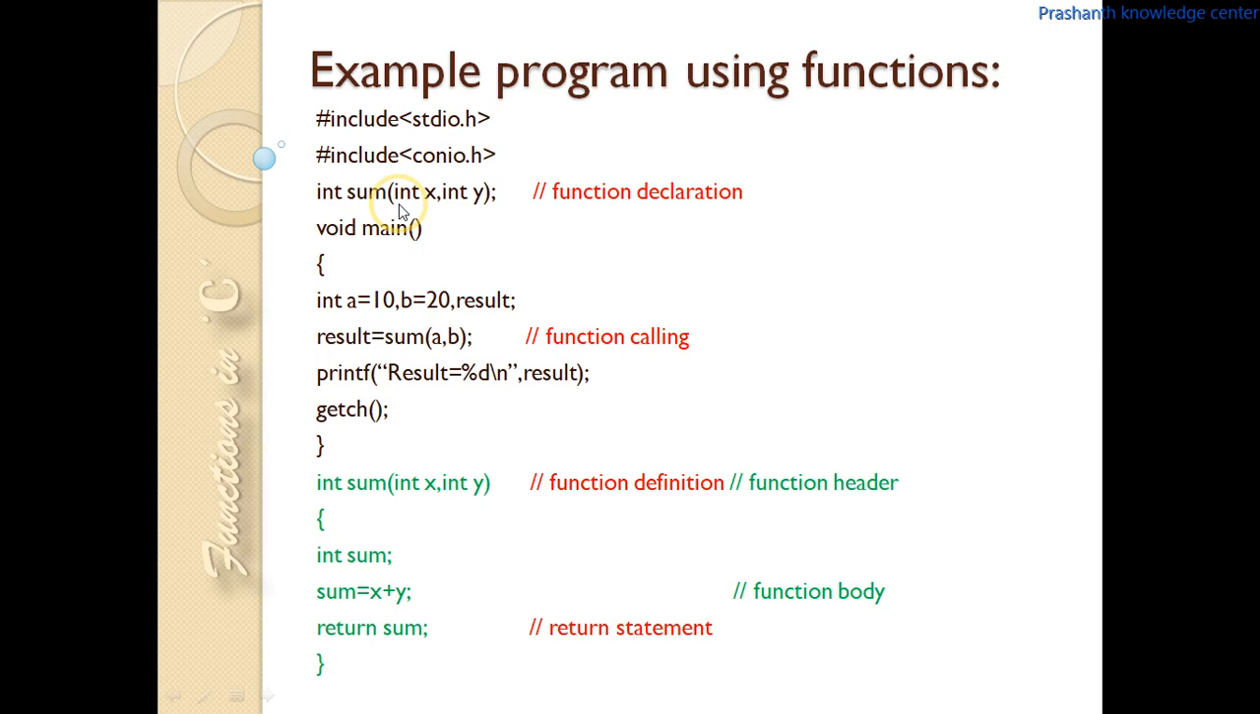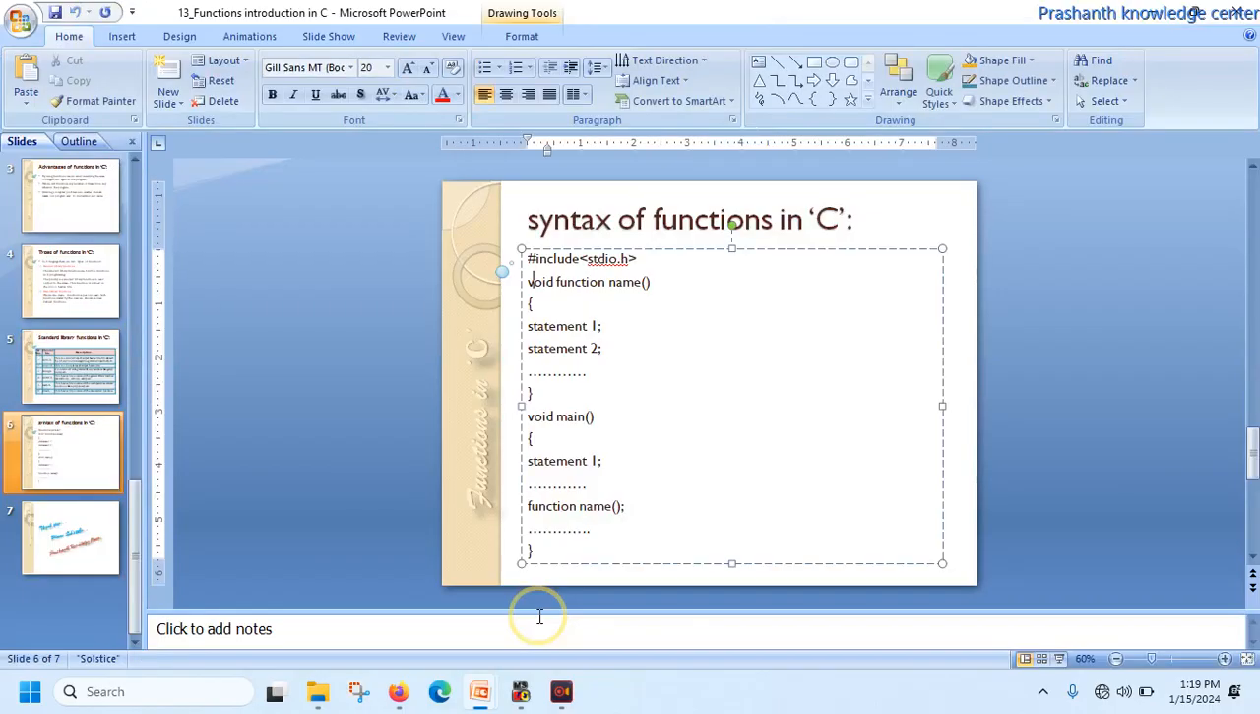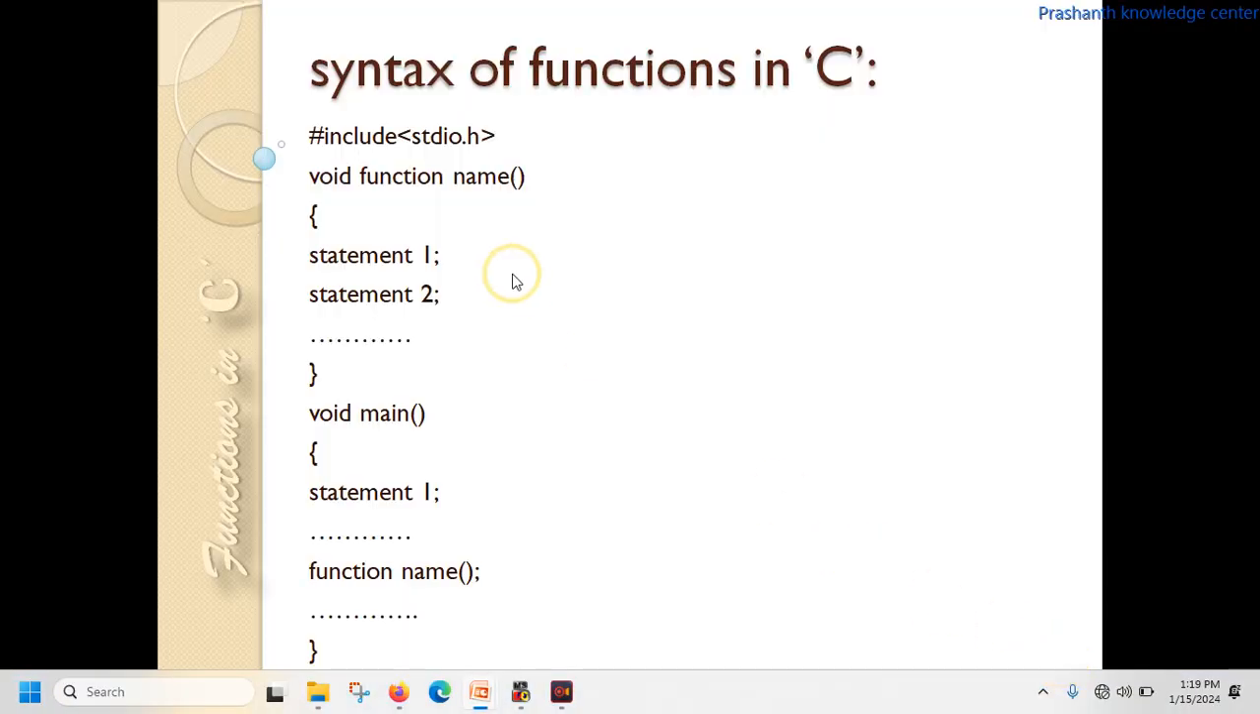If we see the earlier class, I showed you without function declaration, only the function definition and the function calling. I have shown you the syntax. Let us go back to the earlier class. Here, after a header file, only the function definition is there with all the statements, and then void main and function call. In this way also we can write the program.